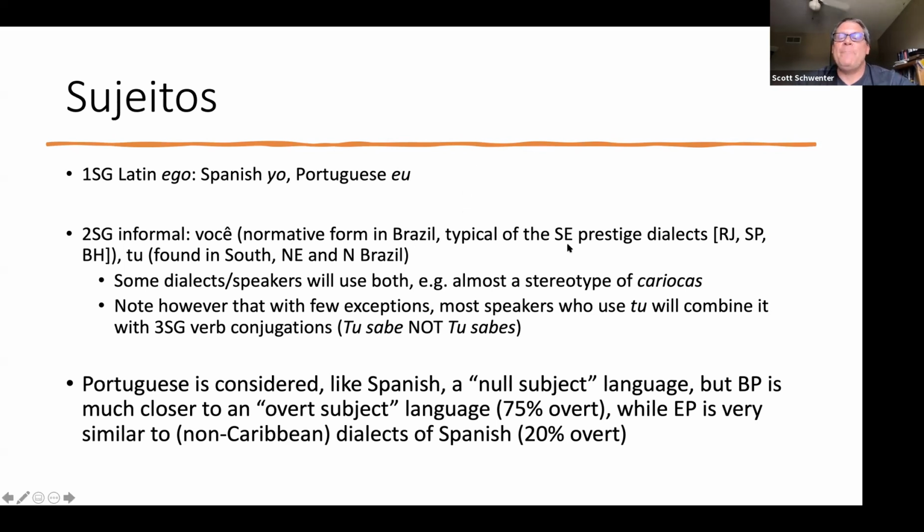So você is typical of these southeastern Brazil prestige dialects, namely Rio de Janeiro, Sao Paulo, Belo Horizonte, right? These are three big principal cities that are reasonably close to each other, right? It's easy to hop on a plane and fly, it's like 35 minutes, right? From Rio to Sao Paulo or back. So I think that's why, right? I mean, that's really why você is considered the normative form, but a lot of speakers use tú.